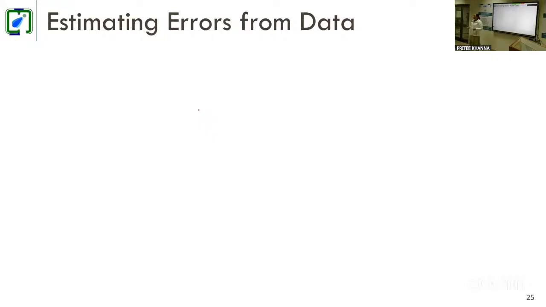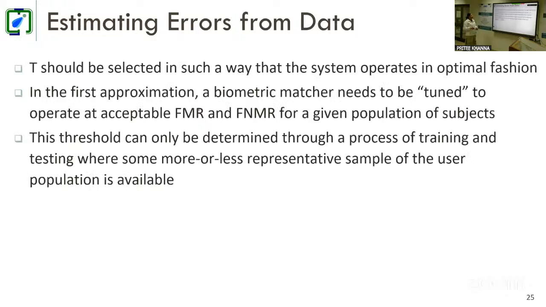Because nobody will tell us, okay, choose this threshold here and this is going to work. Basically, we will run it with our data. To know those distribution curves, we need to run our matcher with some data. So we are estimating errors with the help of the data. The threshold has to be selected in an optimal fashion. It means that our biometric matcher needs tuning, right?